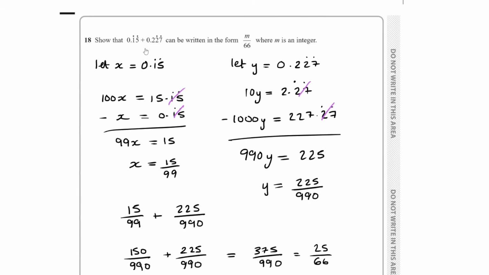That was only 3 marks actually. And just to mention, the other way you could do it is you could add these two together and then just work out one recurring decimal into a fraction. That would also work. So it's up to you which makes more sense.